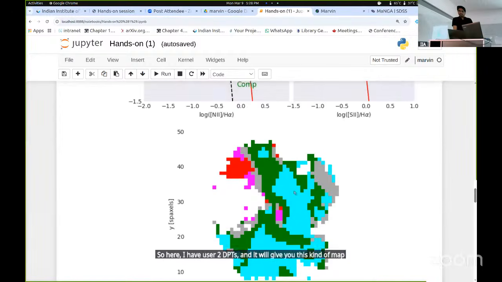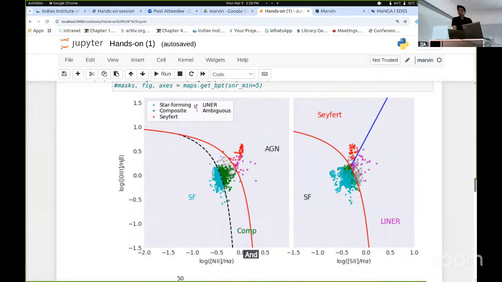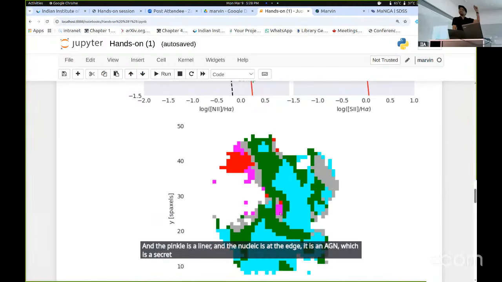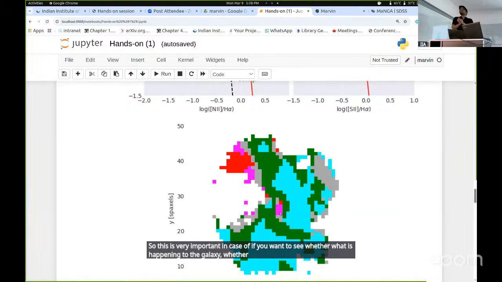So you can see the red color is a Seyfert and the pink color is a LINER. The nucleus at the edge is an AGN, which is a Seyfert, and the nucleus at the center is a LINER. So you can easily get the information on what the nuclei are, whether it's an AGN or not. This is very important when you want to see what is happening to the galaxy, whether the two AGNs are interacting with each other or whether the other is just a star.